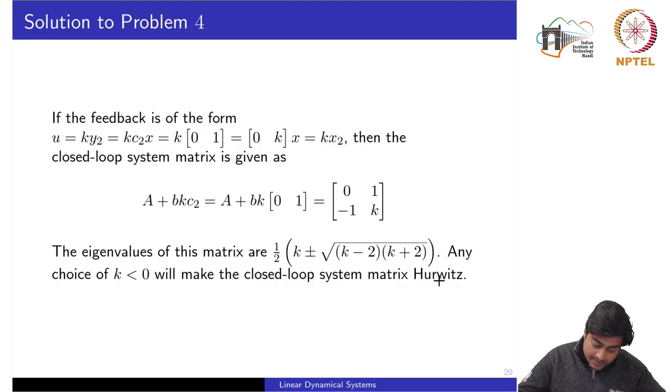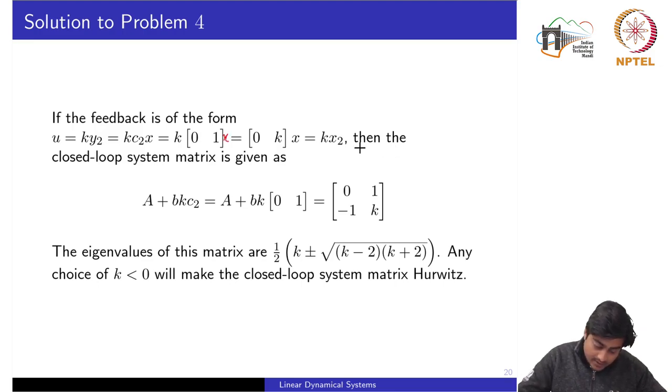Now consider the second case, where instead of feeding back the state 1 or the first state, we want to feed back the second state. Okay, so let's see. So now the control law would become u = k x2 finally, because the C matrix or the C vector has been changed to [0 1]. So here we should have x.